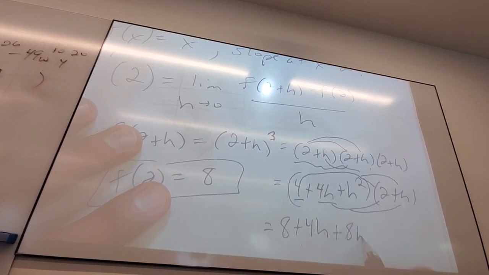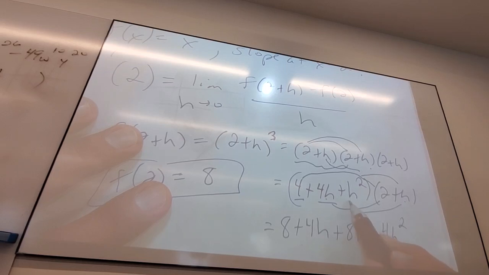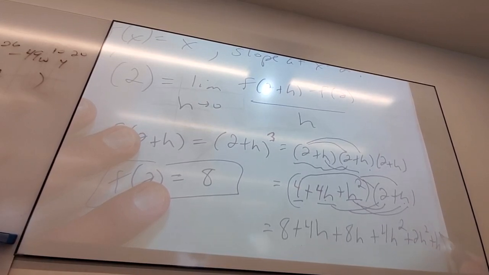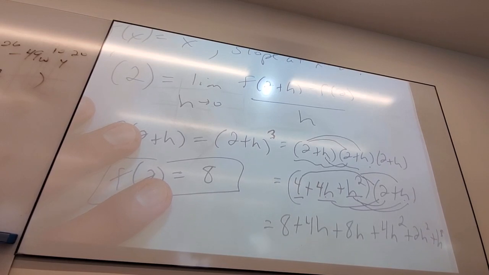Yeah, 8h, 4h squared. And now h squared gets a turn. H squared times 2 is 2h squared. H squared times h is h cubed. Oh no, oh no. Okay.